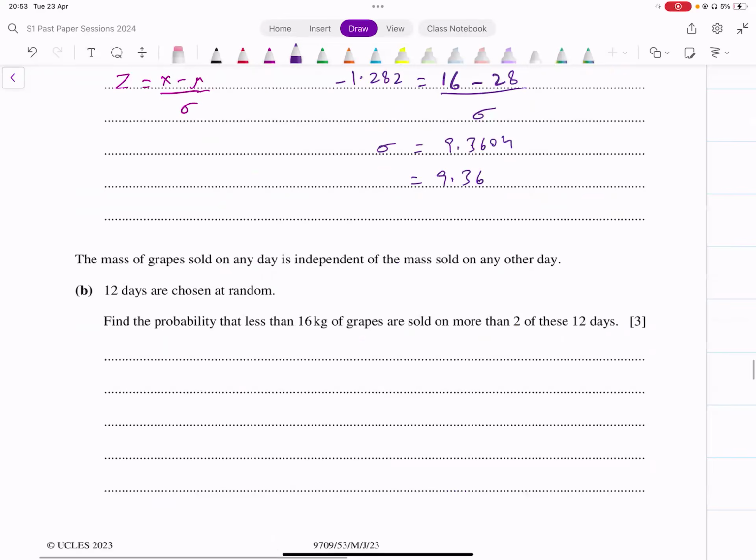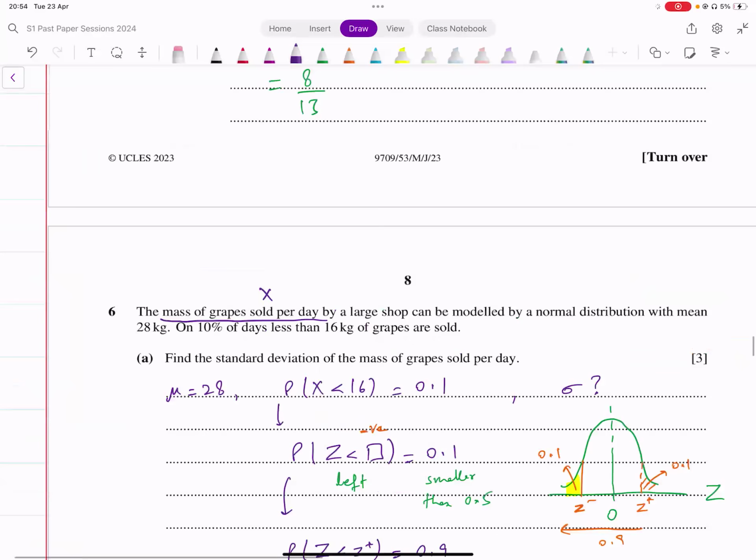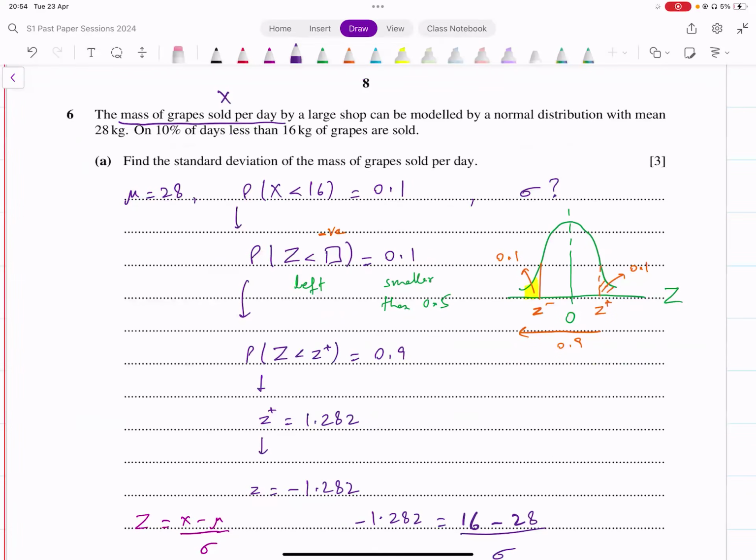Now it says the mass of grapes sold on any day is independent of the mass sold on any other day. 12 days are chosen at random. Find the probability that less than 16 kg of grapes are sold on more than 2 of these 12 days. Now, forget about the days for now. Just think of one day first. What's the probability that less than 16 kg grapes are sold on one day? We know this for one day. On 10% of the days, less than 16 kg of grapes are sold. We are given this probability.